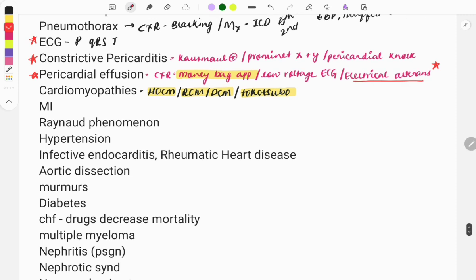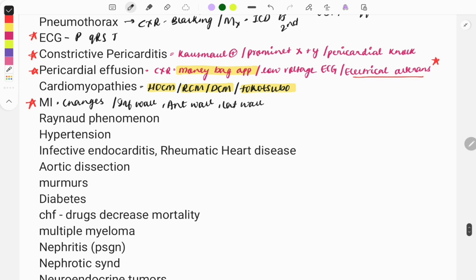Then moving on, the next topic, MI, also a very important topic. So questions are asked on the changes seen in the MI, like within seconds there will be hyperacute T waves, and in minutes there will be ST elevation, T wave inversion, and deep Q waves, suggesting that there is necrosis of the cardiac tissue.